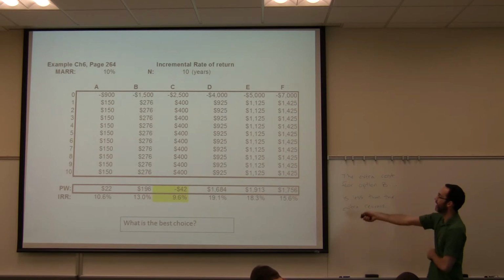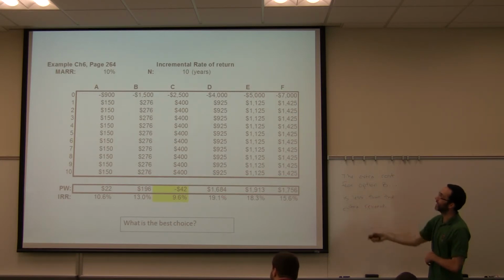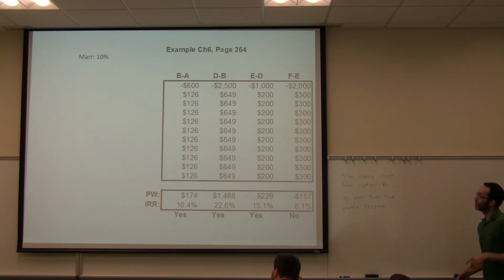So the best choice here, obviously, as a function of the present worth analysis, is alternative E. And so this next slide shows how we would construct the differences. And so this takes a little bit of looking at.